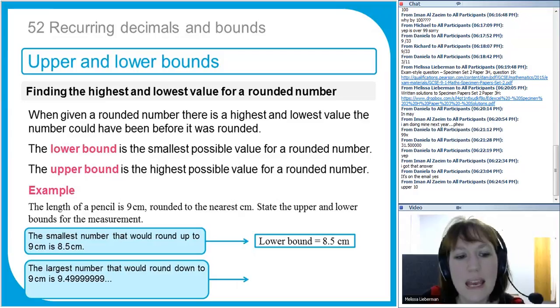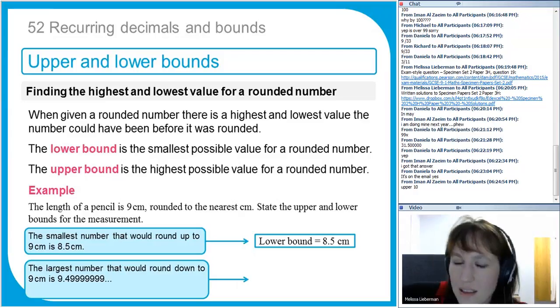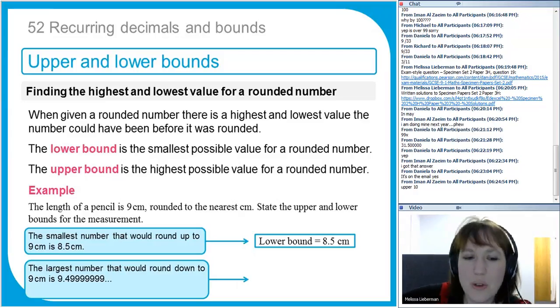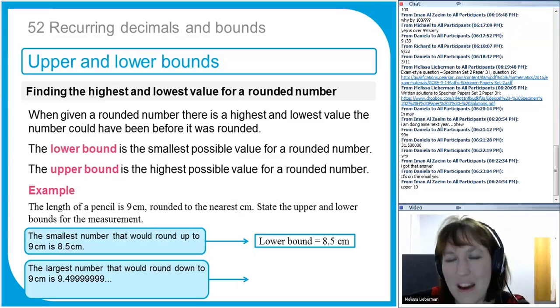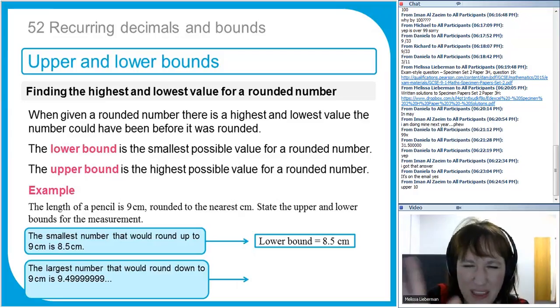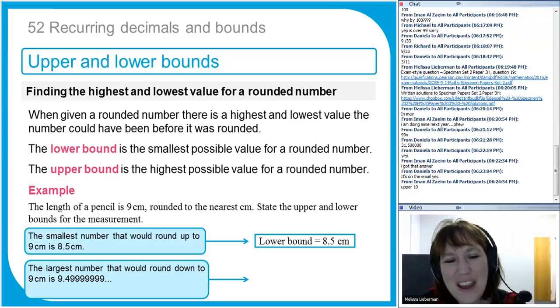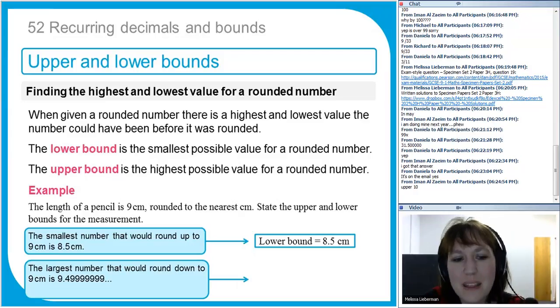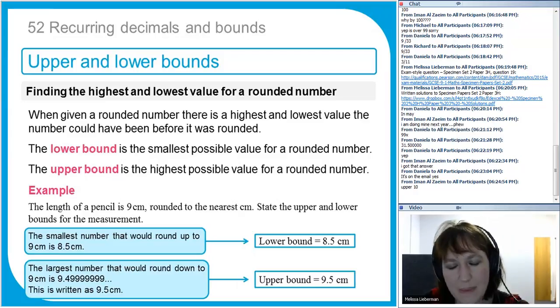The upper bound is 9.4999999 recurring, as close as possible to 9.5 without actually touching 9.5, because by convention, if it's 9.5, we round up to 10. But this is where things get a little bit, don't think about it too hard. Remember that when we see 9s recurring forever, this number, 9.49 recurring, is actually equal to 9.5. So that's the number that we take for our upper bound. It's not really so difficult.